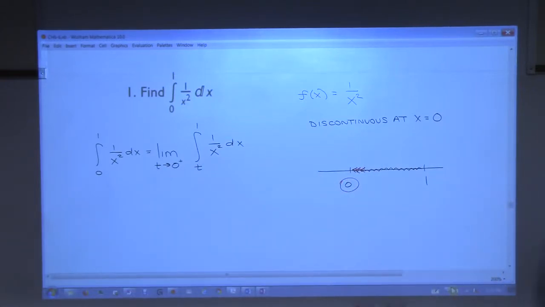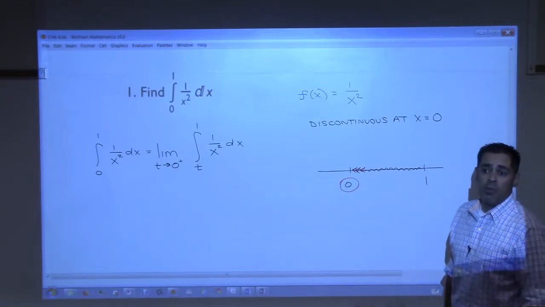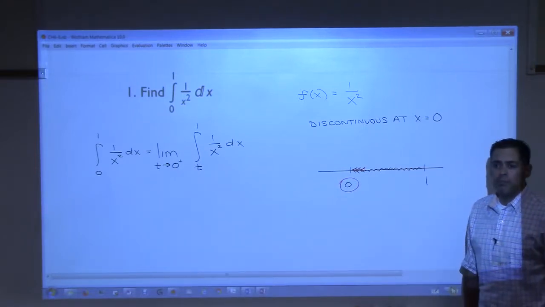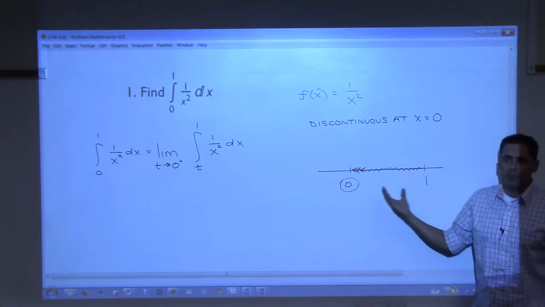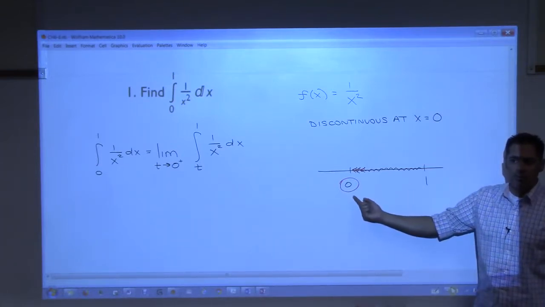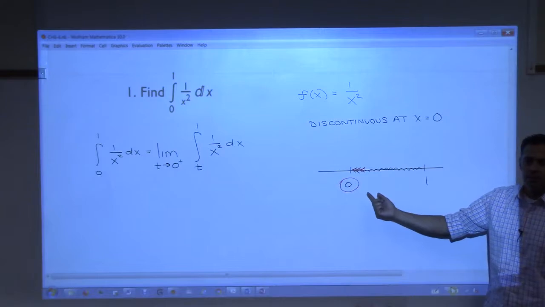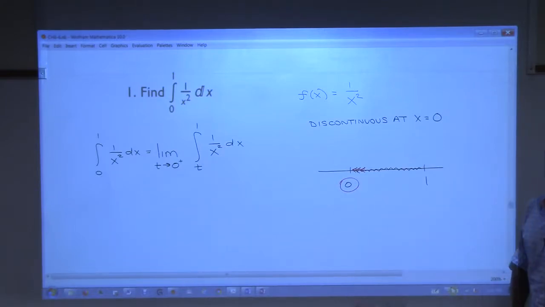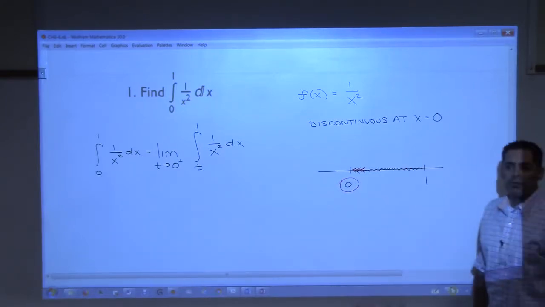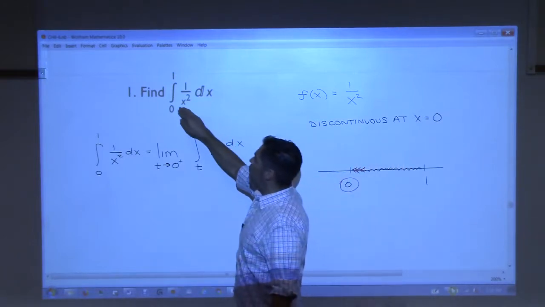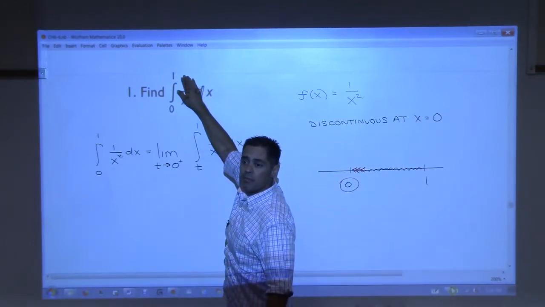Is there an easy way to remember which one you're going to replace with t? Yes. Where do you have the problem? Where's the problem occurring? At 1 or at 0? That's the one we replace, right? What if there's no discontinuity? Then we won't do this. Like if we were integrating from 1 to 10, right?